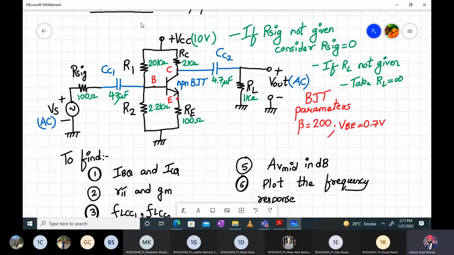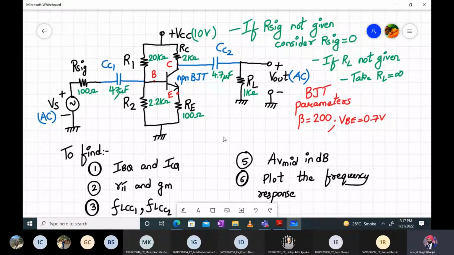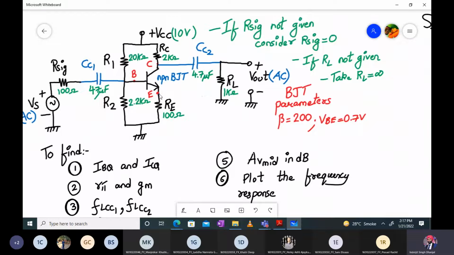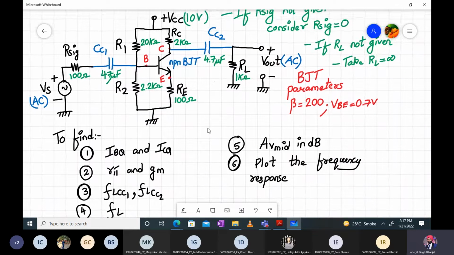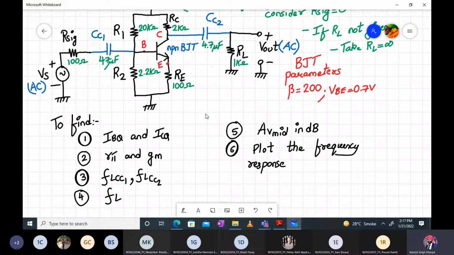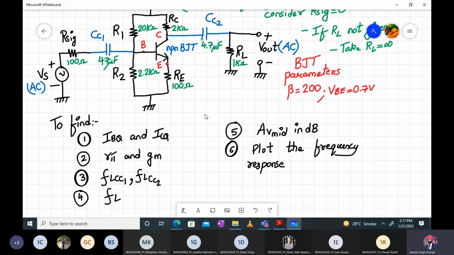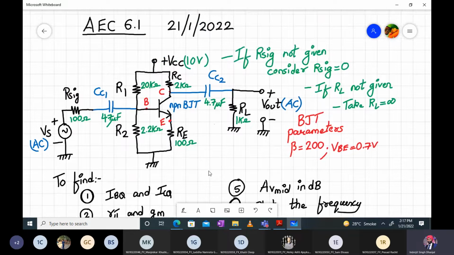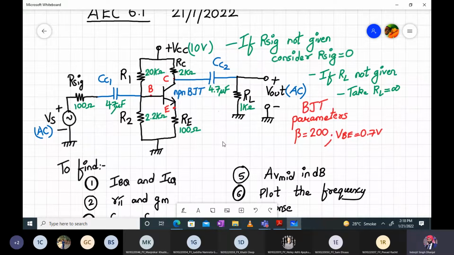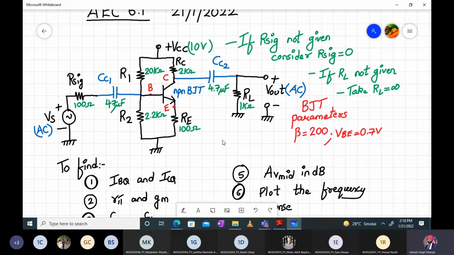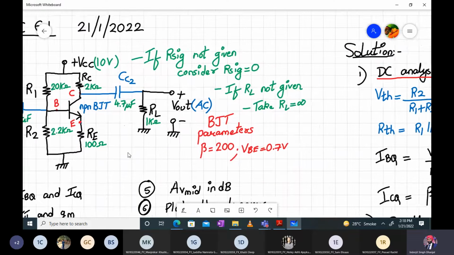We partially completed a numerical yesterday, for this BJT amplifier where the bypass capacitor was absent. We were supposed to find the DC parameters, IBQ, ICQ, the small signal parameters, rπ and gm, and the cutoff frequency due to the coupling capacitors CC1 and CC2. And I think we also determined FL, the overall cutoff frequency. These were the parameters given to us: R1, R2, R3, RE, RC, then CC1, CC2, RSig, and RL. And the BJT parameter was beta equal to 200.